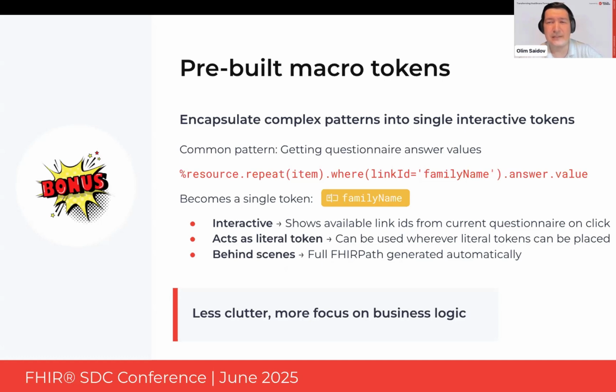So we created a macro token for it. When you need an answer, you just select the macro and pick the question you want from a dropdown. The system generates all the underlying FHIRPaths automatically. You can think of it like a speed dial on your phone. Instead of typing the full number every time, you press a single button.